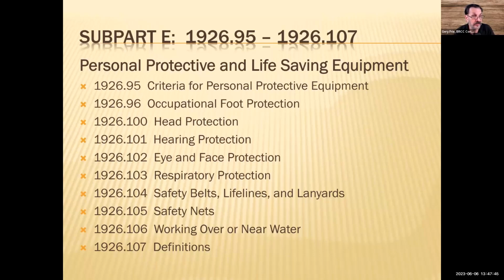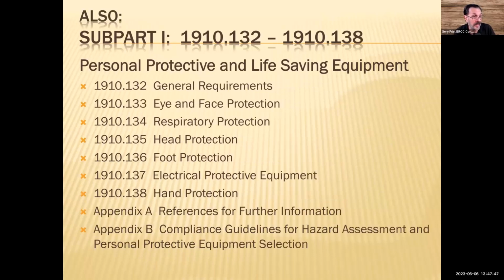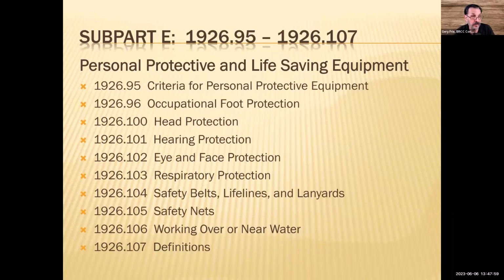And then on the general industry side, they start off with 1910 point something. So it's 1910.133 for eye and face protection, whereas back here with construction, eye and face protection was 1926.102. So they don't correlate directly, but they are similar topics and they're dealt with similarly, but there are some differences.